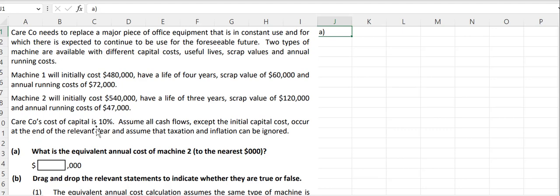$47,000. Care Company's cost of capital is 10%. Assume all cash flows except the initial capital cost occur at the end of the relevant year, and assume that taxation and inflation can be ignored. What is the equivalent annual cost of machine 2 to the nearest $1,000?